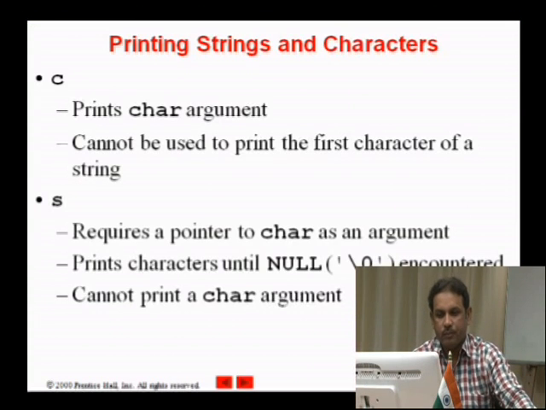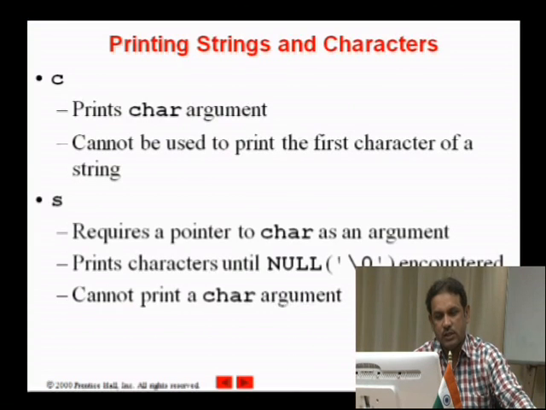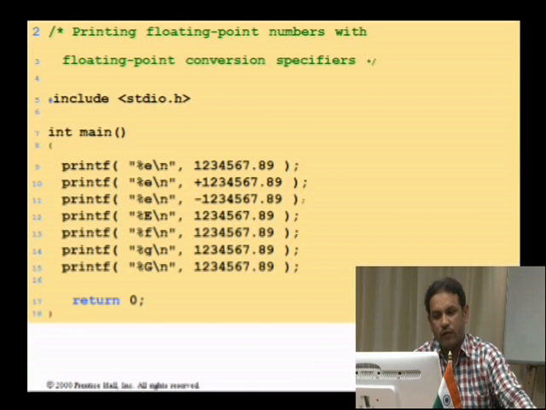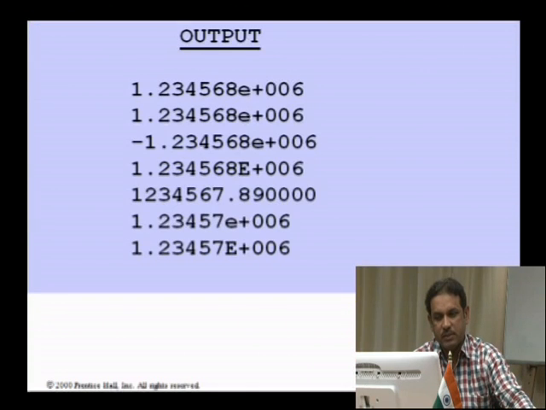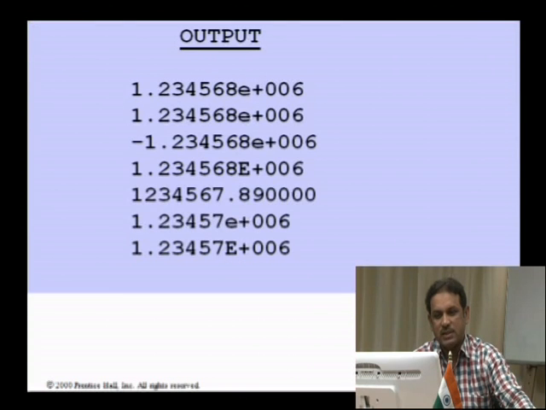So first one, 1.23 E006. See the value is 1234567.89. It is represented as 1.2345. Here the first two numbers are the same, because the only difference is the plus sign, but the plus sign will not be printed in the output.